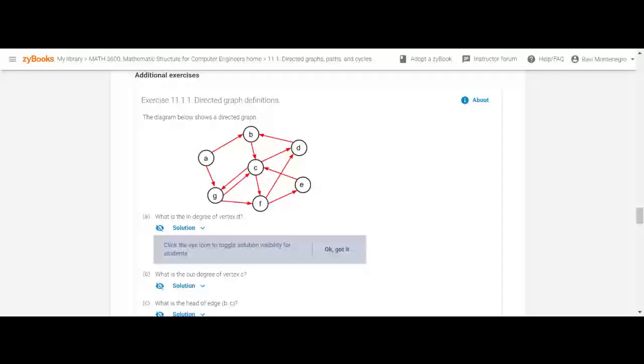So let's look at this example here. If I look at A, it has out degree 2 because 2 arrows point out of it. It has in degree 0 because no arrows point to it. This is a directed graph because we have arrows.